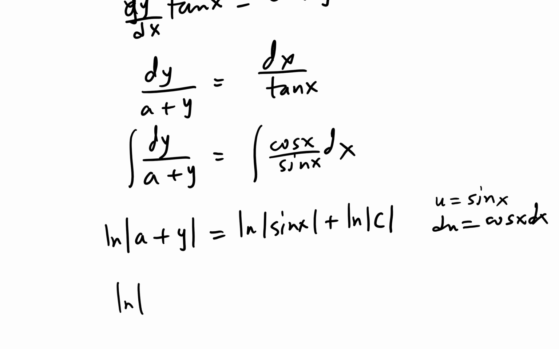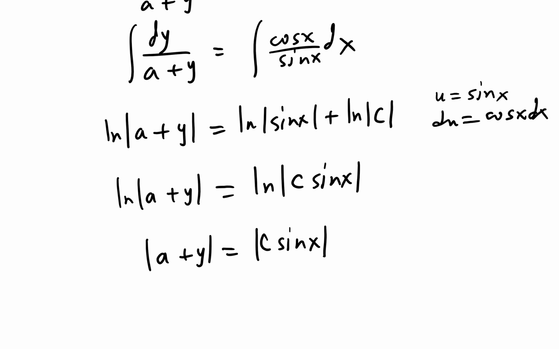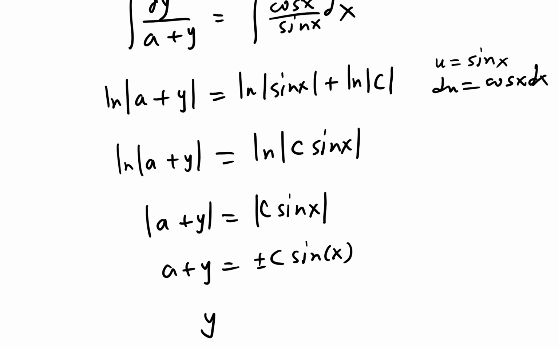For the left-hand side, keep it the same. Right-hand side, you can combine them, c sine x. And we can exponentiate both sides, which will drop the natural logs. And then when you drop the absolute values, you do plus or minus c sine x. And remember, we're solving for y, so y equals, subtract a on both sides, like that. You can replace, if you want, the plus or minus c with any value you like.